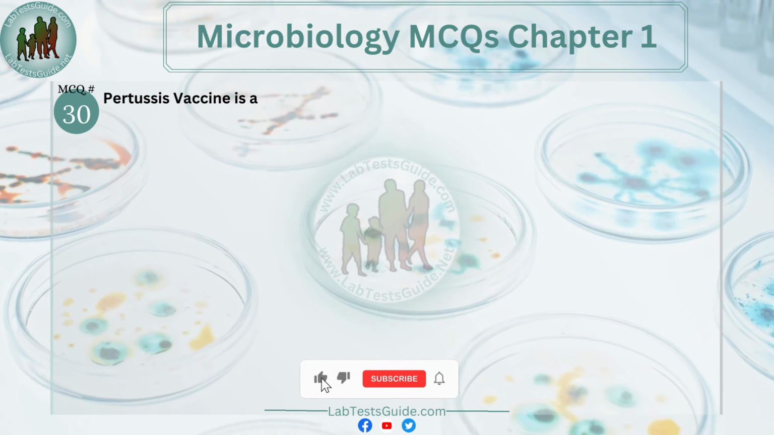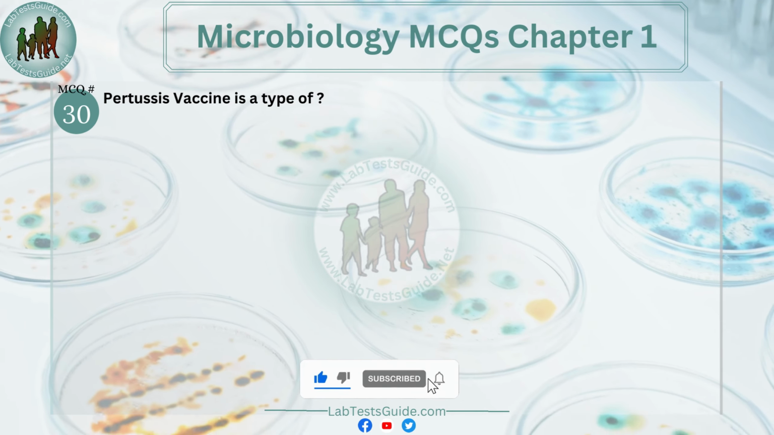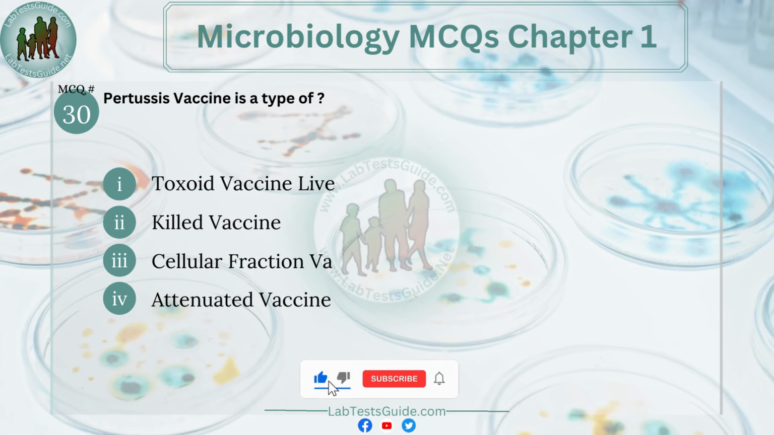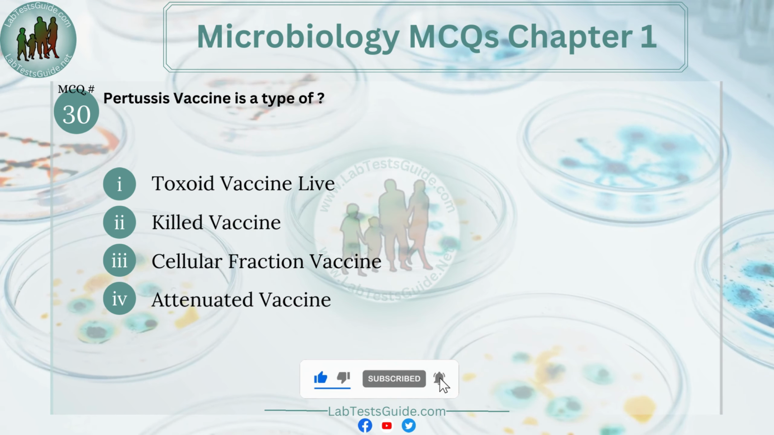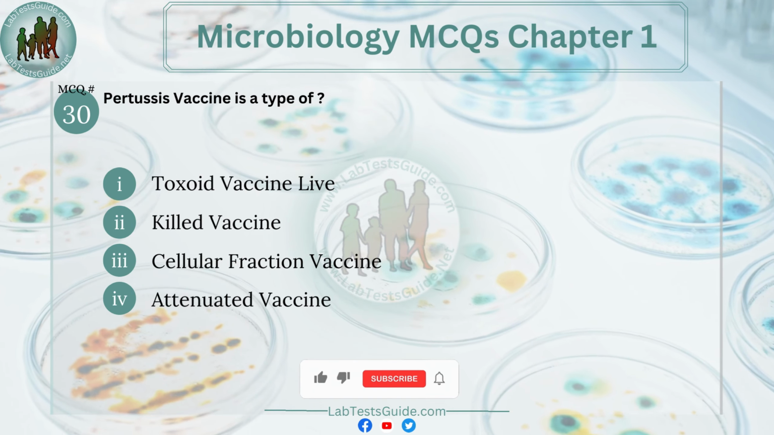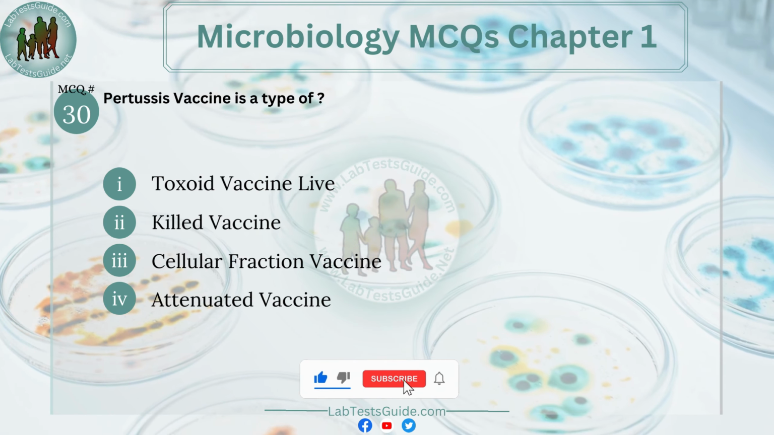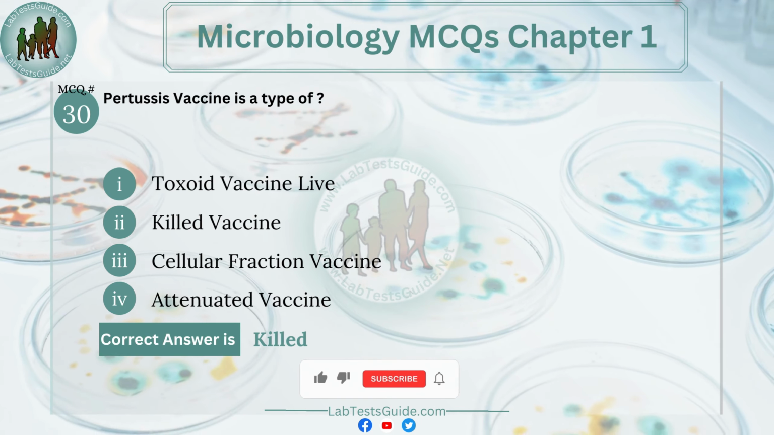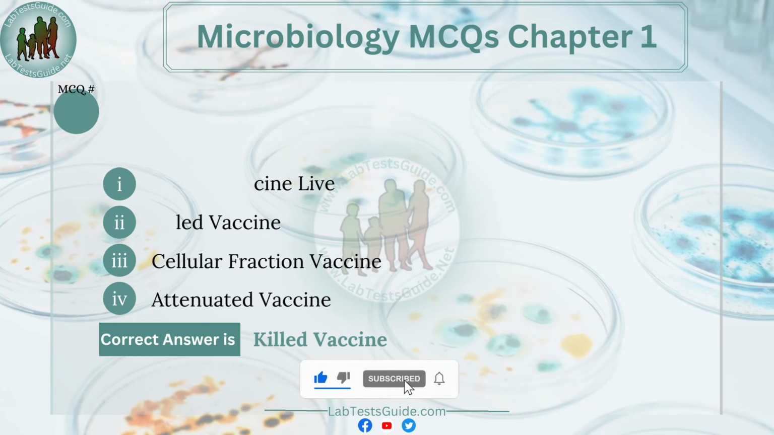Question number 30. Pertussis vaccine is a type of option number 1, toxoid vaccine live. Option number 2, killed vaccine. Option number 3, cellular fraction vaccine. Option number 4, attenuated vaccine. Correct answer is killed vaccine.